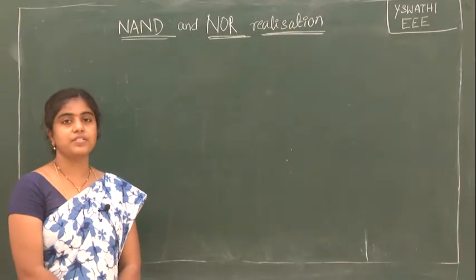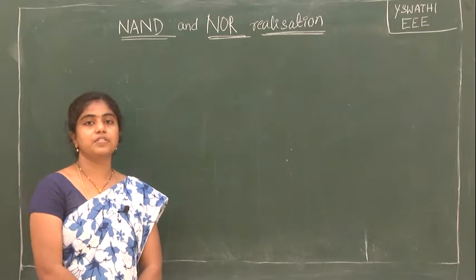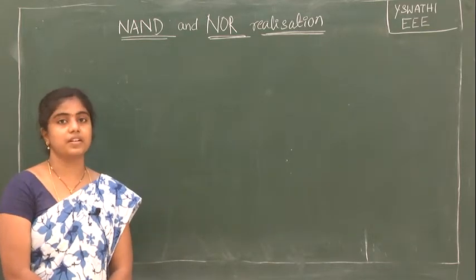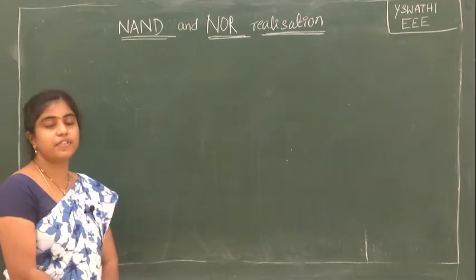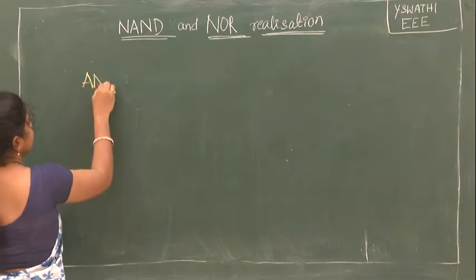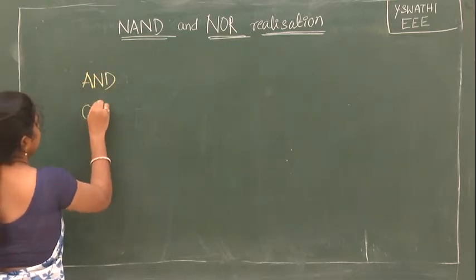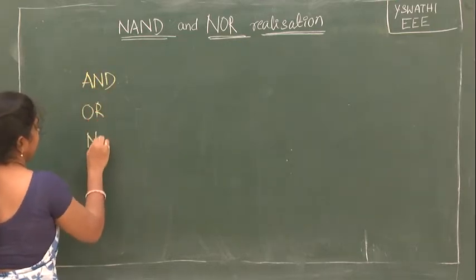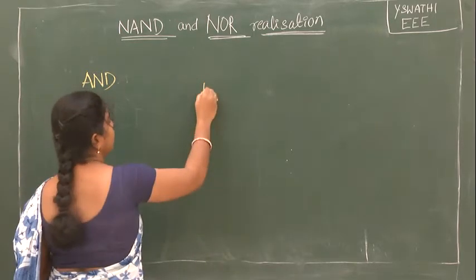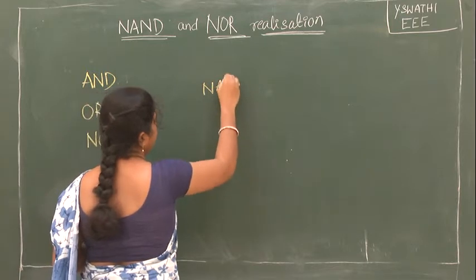Welcome back, dear students. In the previous sessions of Unit 1, we have studied the different basic logic gates. So, what are the different basic logic gates? Those are nothing but AND, OR, and NOT. And we also learned about two more gates. Those are NAND and NOR.